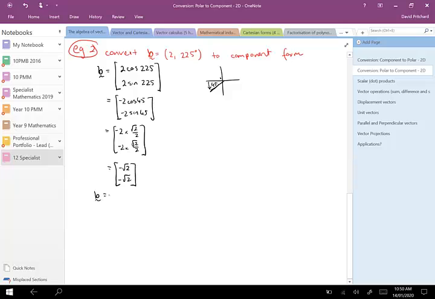So b is equal to negative root 2 i plus negative root 2 j, or negative root 2 i take root 2 j. Obviously, you can also put that straight into your calculator if you have your calculator available to you, and we get that same outcome. Okay, that completes the lesson on conversion from polar to component form.